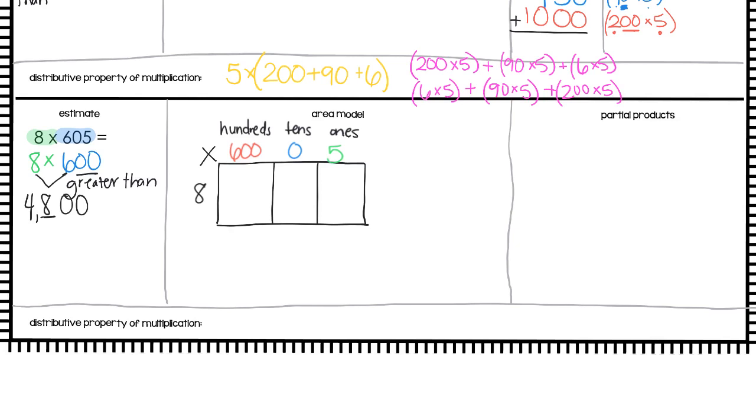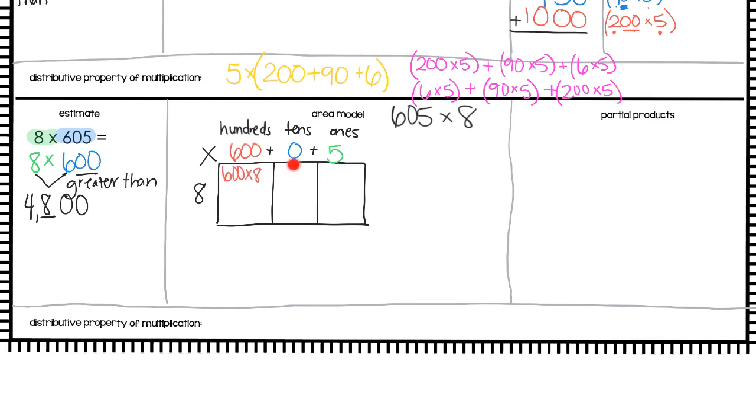So now I have the values 600 plus 0 plus 5. That is the same as 605 times 8. Over here we have our 8. Now up here you're going to write each of the things we're multiplying. So in this box we're multiplying 600 times 8. That's going to be written here.